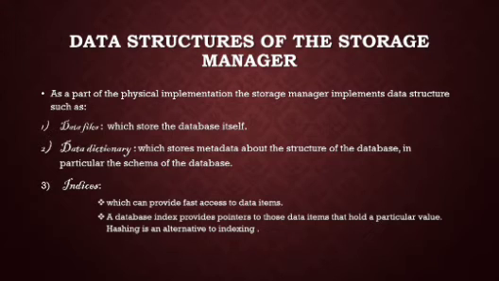As a part of the physical implementation, the storage manager implements several data structures: data files, which store the entire database; the data dictionary, which has the metadata about the schema of the database; and indices, which provide fast access to the data items. A database index provides pointers to the data that hold a particular value, and hashing can be done as an alternative to indexing. These indices are similar to the indices of a book.